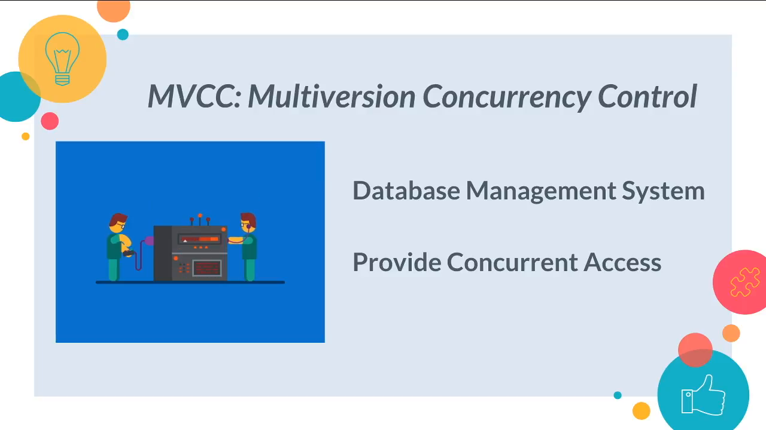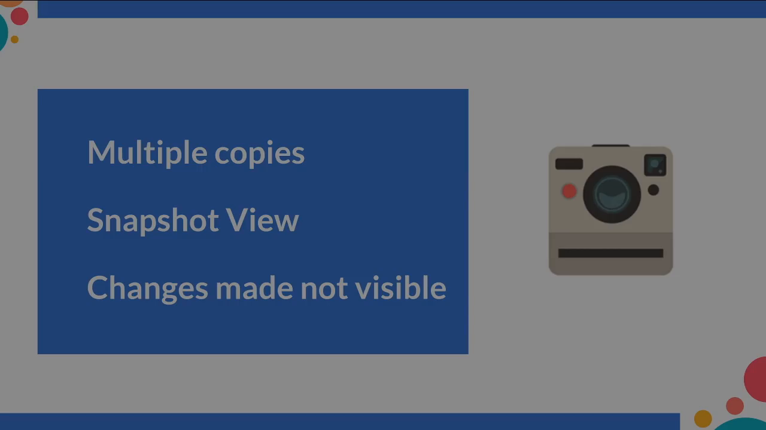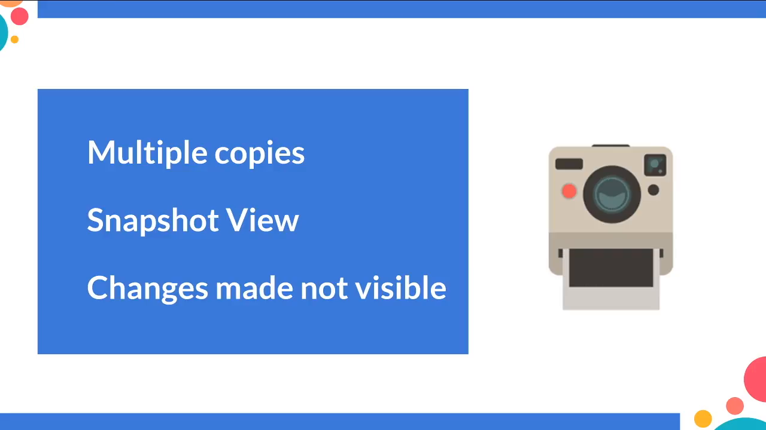MVCC is also known as multi-versioning concurrency control. It is a method commonly used by database management systems to provide concurrent access to database. This is done by keeping multiple copies of each data item. Users who are connected to the database see a snapshot of the database at a particular instant in time. Any changes made by a writer will not be seen by other users of the database until the changes have been completed.